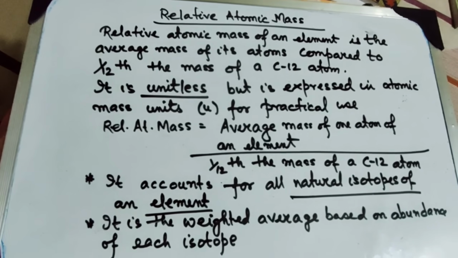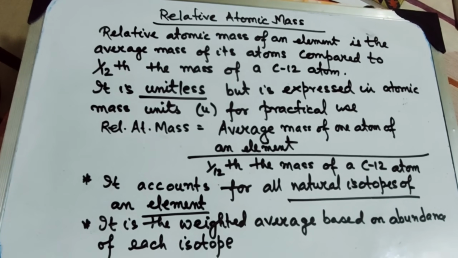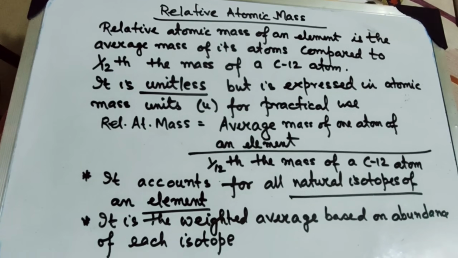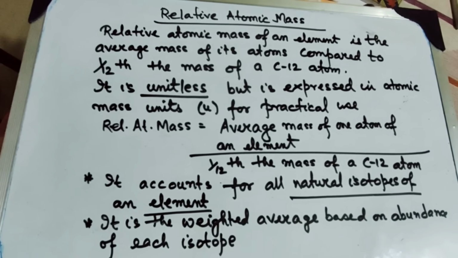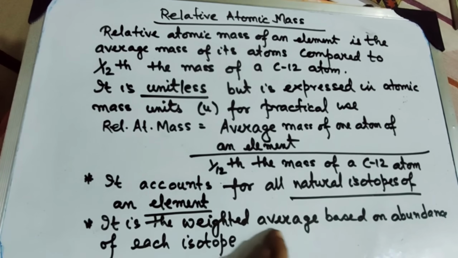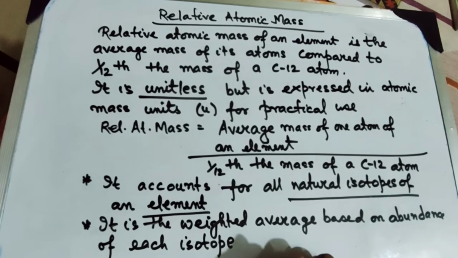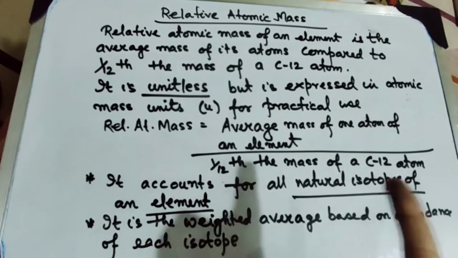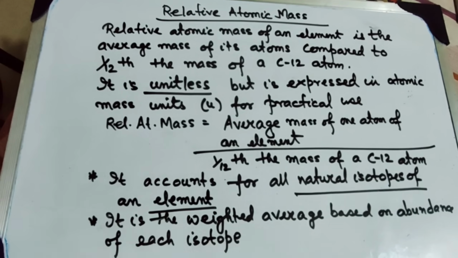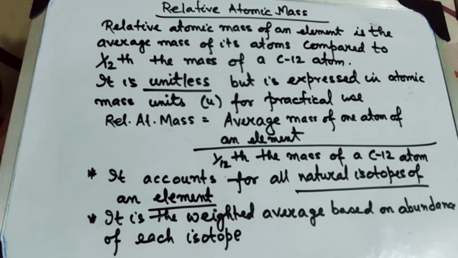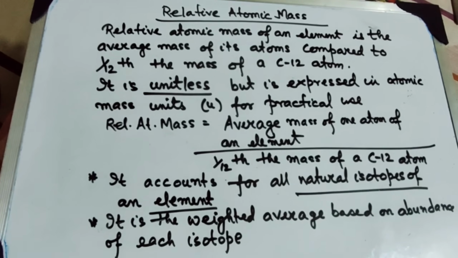There are many elements that exist in nature in various isotopic forms, but their abundance in nature varies. So it is also the weighted average based on the abundance of each isotope. We have H, we have Cl. We can see carbon also, C12 and C14 are there. So it is applicable for all the elements that have isotopic forms.